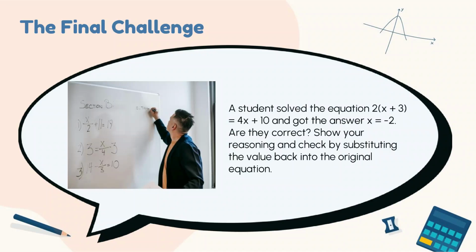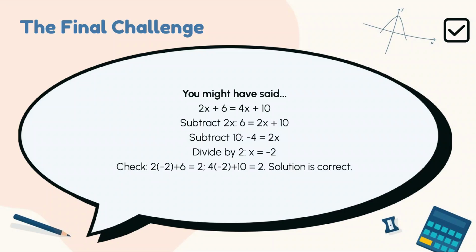Let's solve the equation step by step. Start with 2(x + 3) = 4x + 10. Expand the bracket. 2x + 6 = 4x + 10. Subtract 2x from both sides. 6 = 2x + 10. Subtract 10 from both sides. -4 = 2x. Divide by 2, x = -2. So the student is correct.